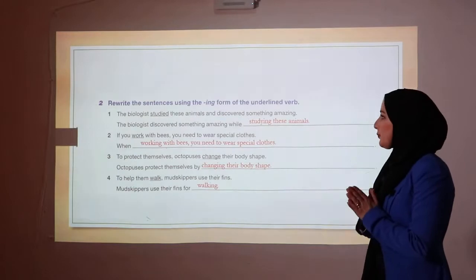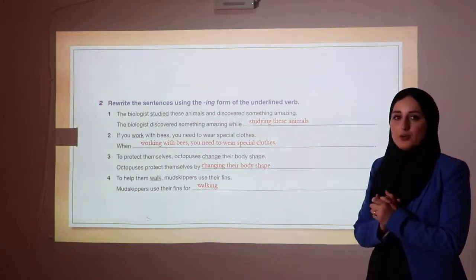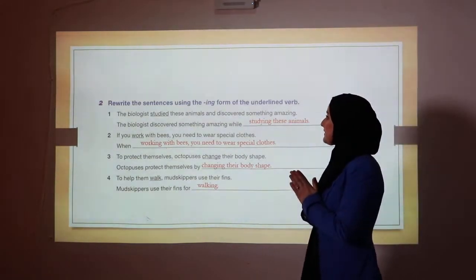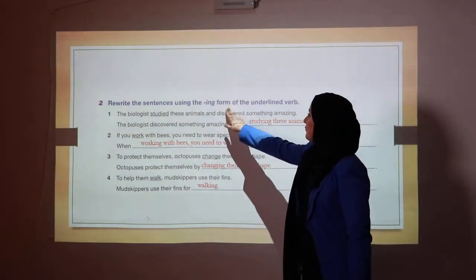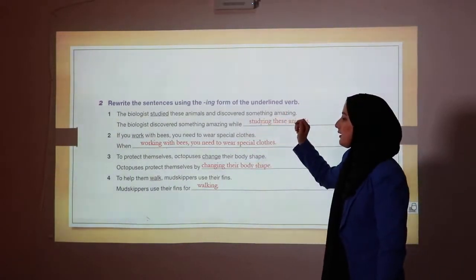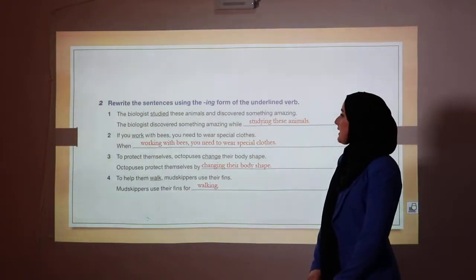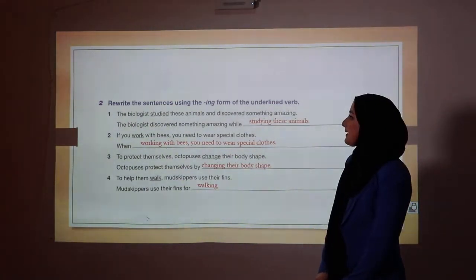Now let's move to your book and open your book on page 82, activity 2. The question says, rewrite the sentences using the ing form of the underlined verb. It's very easy and it's very simple. Let's see number 1. The biologist studied these animals and discovered something amazing.